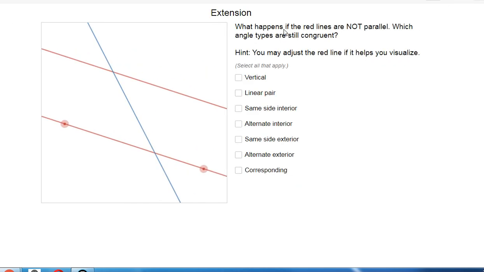Extension, this is the last question, 15 of 15. What happens if the red lines are not parallel? Well, then it changes the measures of these versus these. So these would never be equal to these. And that will be it.